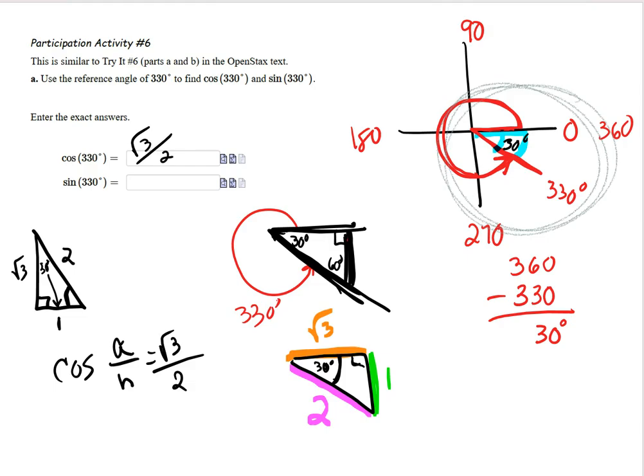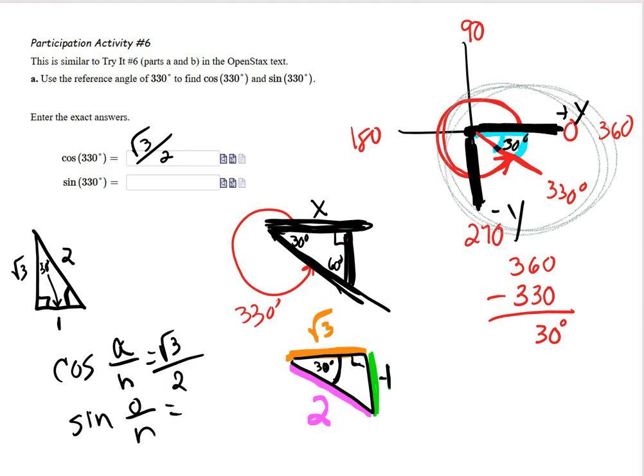And then sine, of course, x is in the positive part. When you are here, that part of x is positive x. But when you are down here, that is a negative y. So I'm seeing this 1 as a negative 1. And so for sine, sine is opposite over hypotenuse, and opposite is negative 1 over 2.